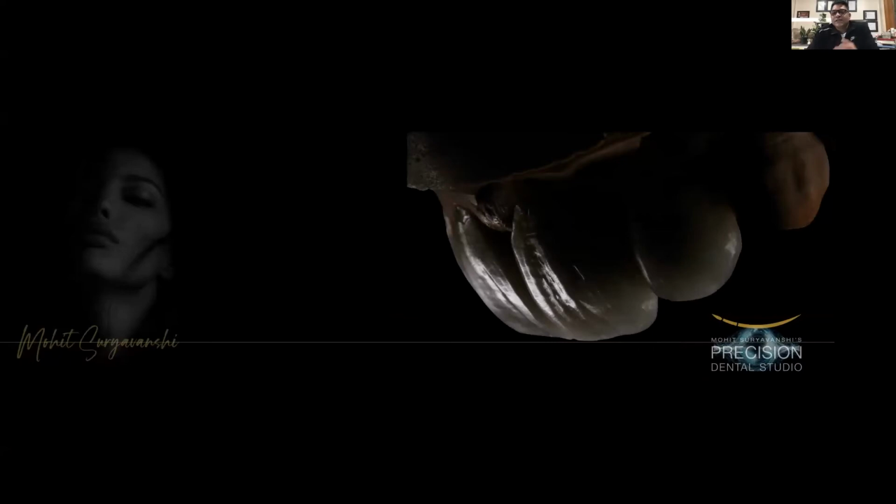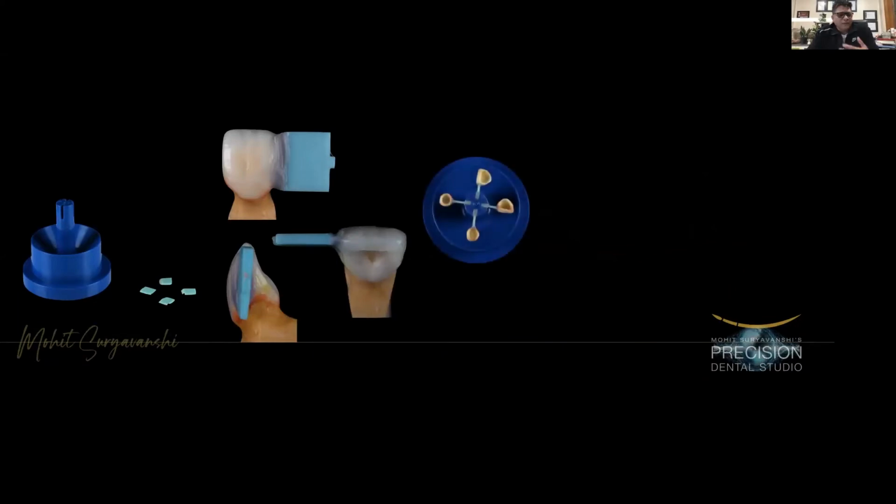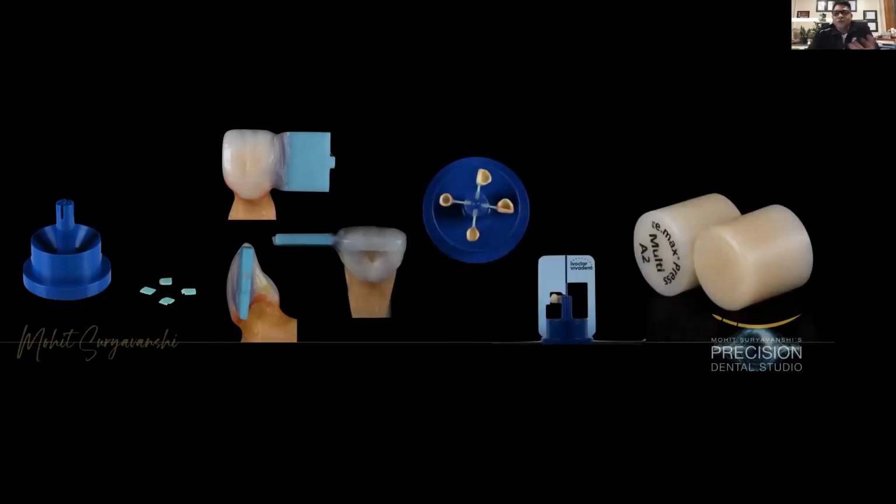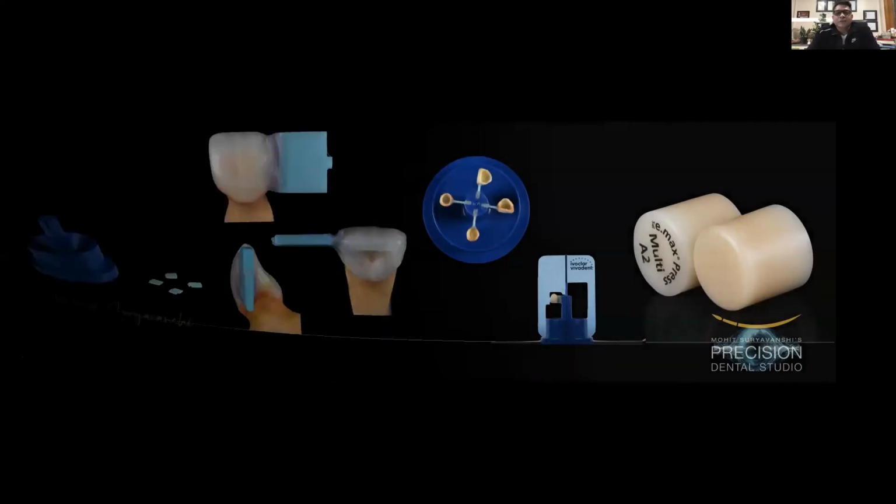So if you can see, we have tried these wax patterns also on the control model, which is a non-die cut, to have the right kind of emergence profile. And then we choose the multi-ingot from Ivoclar. It has a gradient in that, wherein you have a dentine as well as the enamel.